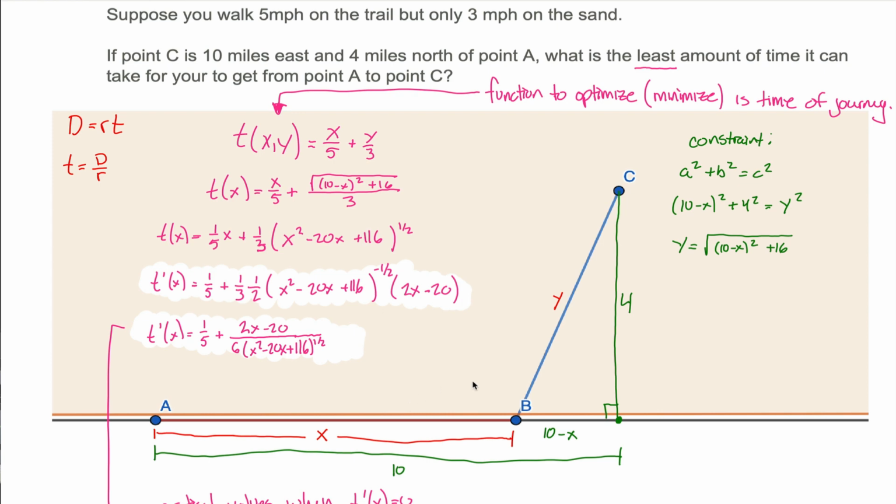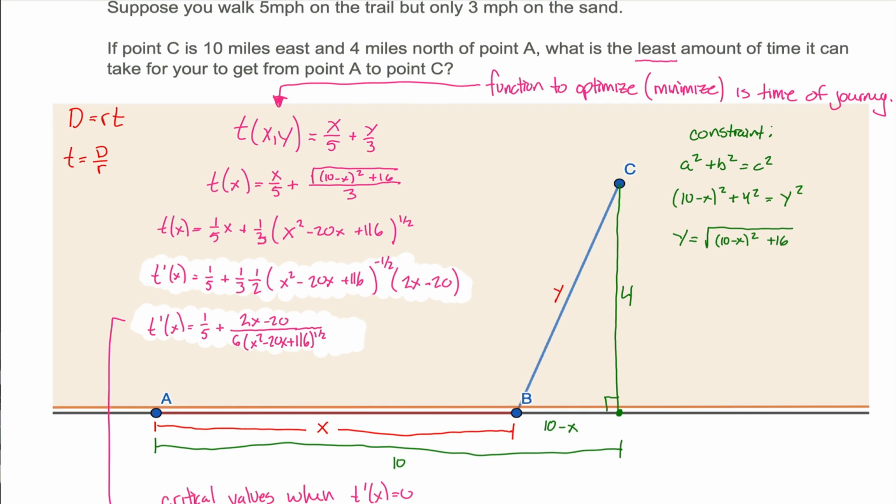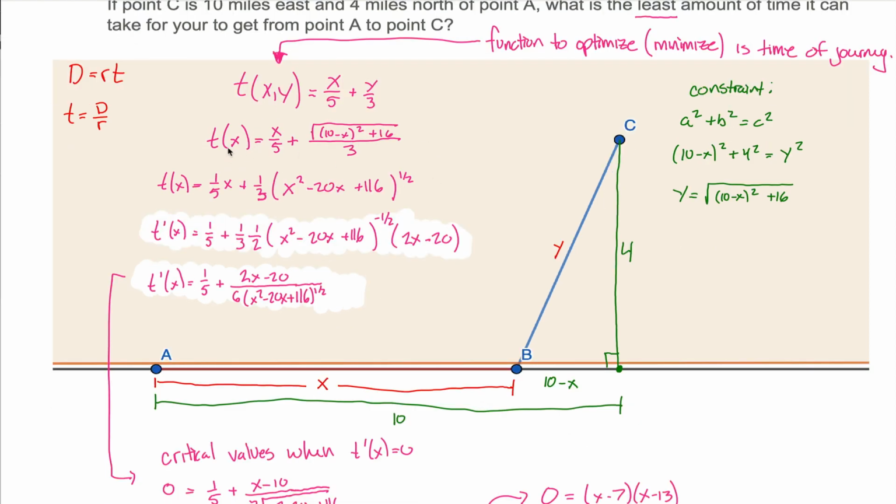I could probably quit this problem right now, and maybe I should, but I'm kind of a glutton for punishment, and I want to show you a little bit more. So for the visual learners out there, what I want to do is take a look at this function t of x equals x divided by 5 plus the square root of 10 minus x squared plus 16 all divided by 3. This function tells me how long my journey will take based upon how long I stay on the trail. So if x equals 0, I'm taking a straight path from here to here. If x equals 10, I'm walking all the way over here. If x is negative, I guess it doesn't really make sense. If x is more than 10, I'm walking past this point and cutting back over.